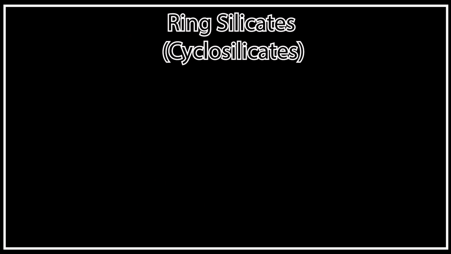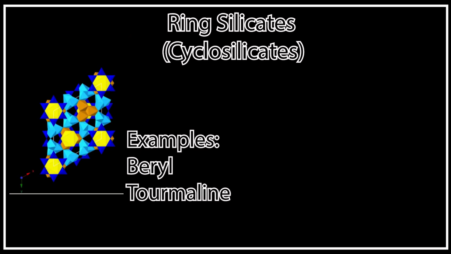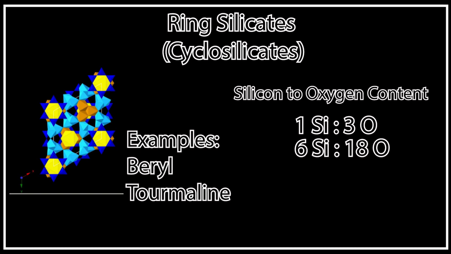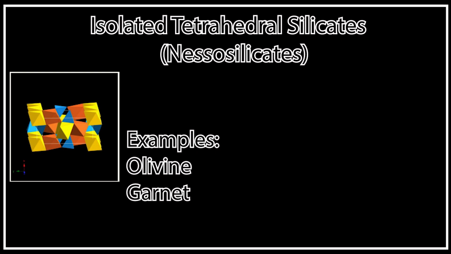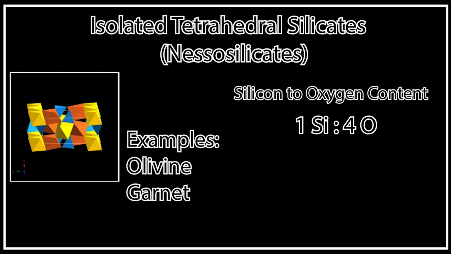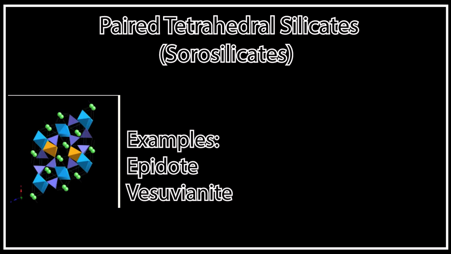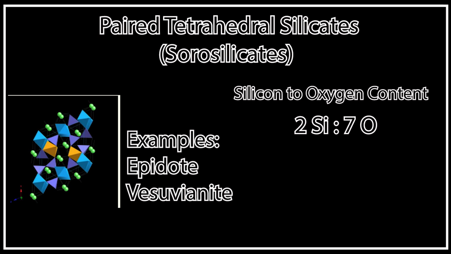The next is ring silicates, or cyclosilicates. They have a silicon to oxygen ratio of 1 to 3, or 6 to 18. The next is isolated tetrahedral silicates, or nesosilicates. They have a silicon to oxygen ratio of 1 to 4. The last are paired tetrahedral silicates, or sorosilicates. They have a silicon to oxygen ratio of 2 to 7.